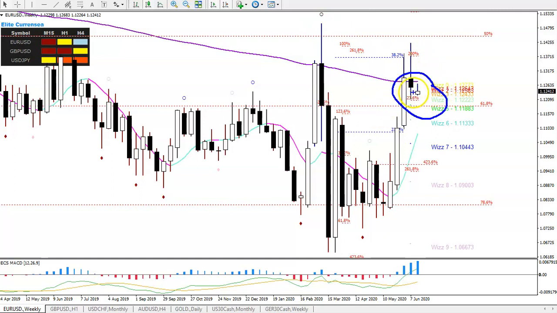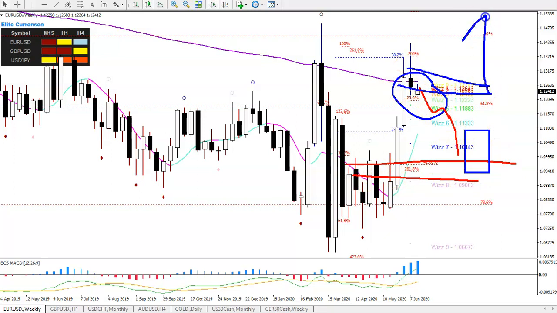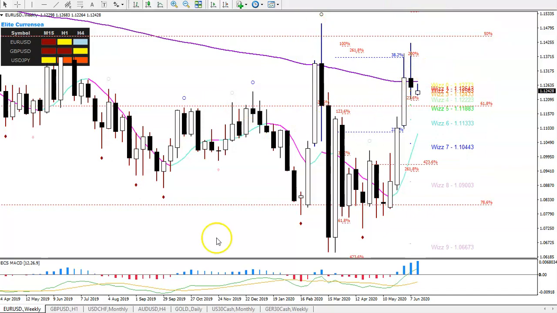If we get some kind of deeper correction, it can go back maybe all the way down to 110 or 109 and then a bounce. Or is it going to make some flag and continue higher? So that's one of those two scenarios I'm expecting. So let's take a look at the daily.